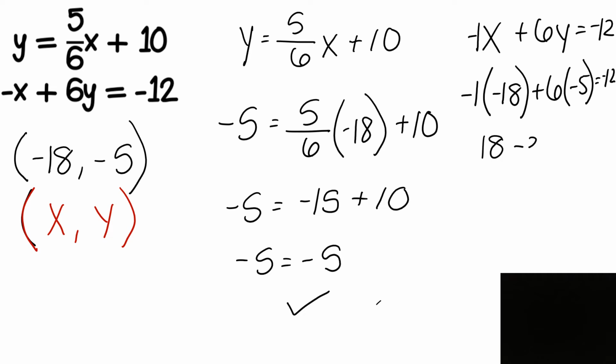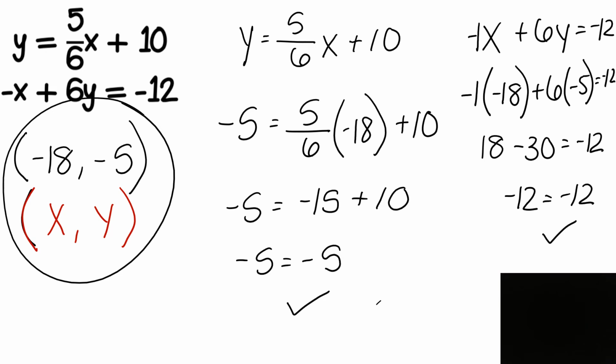6 and negative 5 would give us negative 30, and then the equals negative 12. 18 and negative 30 would give us an answer of negative 12. Both sides match, so 18 and negative 5 is our correct answer. We follow the maze up to the right.